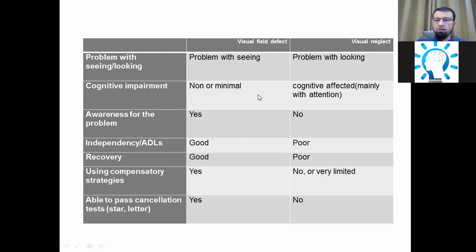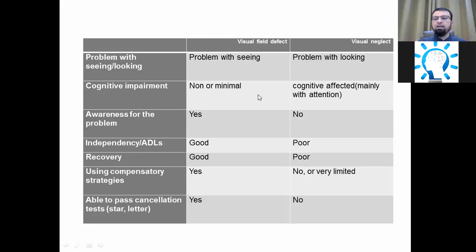Are those patients aware of their problem? For visual field defect, when you tell them you have this problem, they will tell you, yes, okay, I understand it, and they will get it. But for visual neglect, they are not aware. That's why patients with visual field defect can improve because they are aware, they are more independent, and they can compensate. But patients with visual neglect don't have awareness, so they will not improve and they cannot compensate. The improvement will be poor.